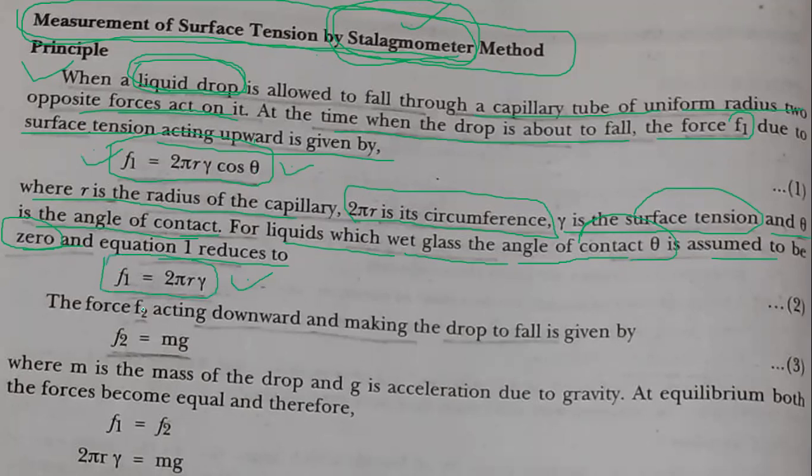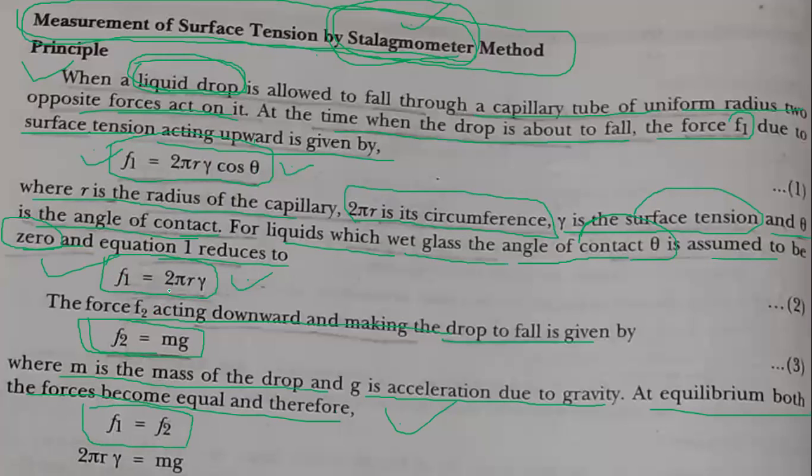Right? Now, another force acting in the downward direction due to the gravitational force, that is F2 is equal to mg. Now remember here, m is the mass of a drop and g is the acceleration due to gravity. At the equilibrium both the forces become equal, and therefore F1 is equal to F2. You can see here in the equation, F1 is equal to F2. Therefore, what is F1? You have the value of F1 over here, right? 2 pi r gamma.